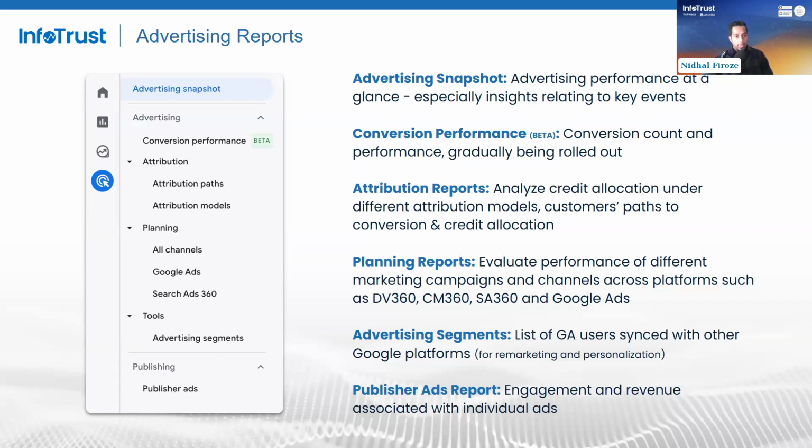Attribution reports analyze how credit is allocated to the different channels using different attribution models. Google deprecated a lot of the attribution models that were available within Universal Analytics, such as position-based and other types of models. Now there are primarily two types of attribution models, right? There's the last click attribution model, and then the default, which is the data-driven attribution model. The attribution set of reports will help you compare how different attribution models attribute credit to different channels.